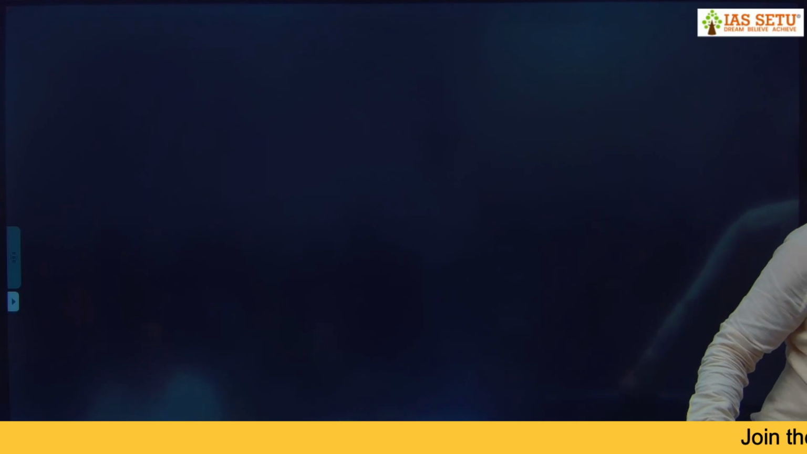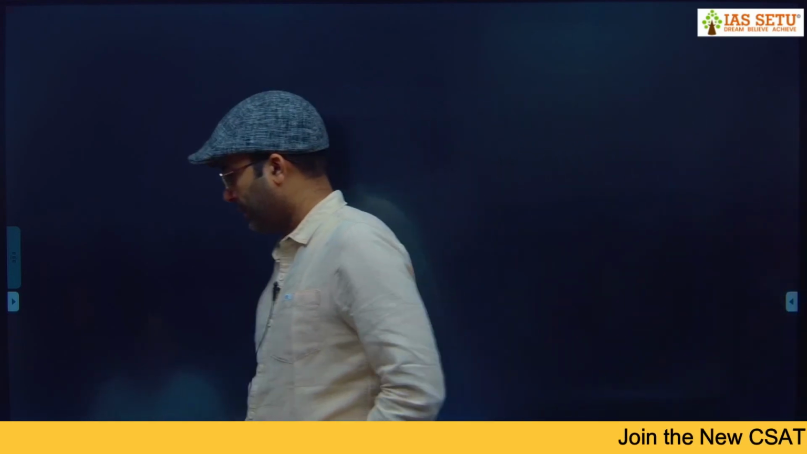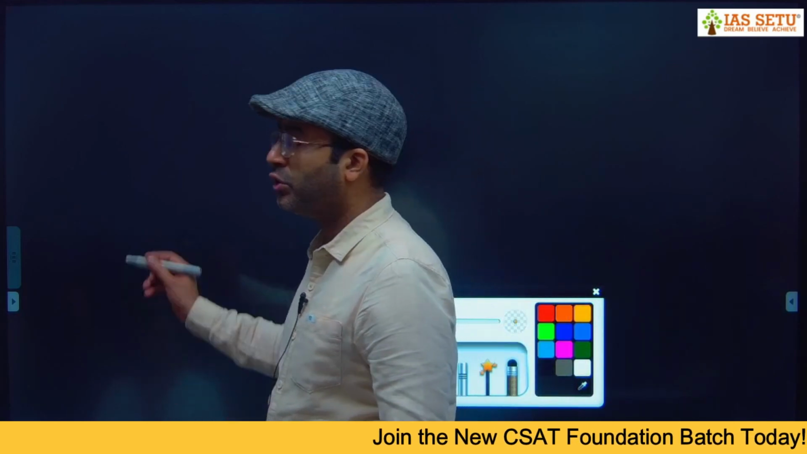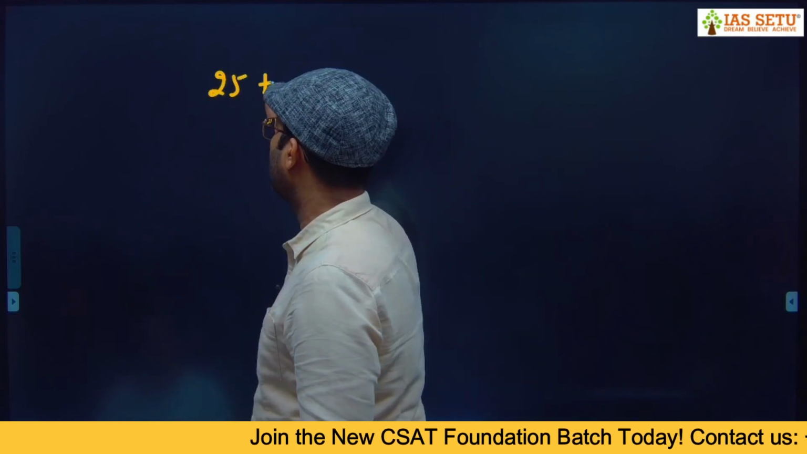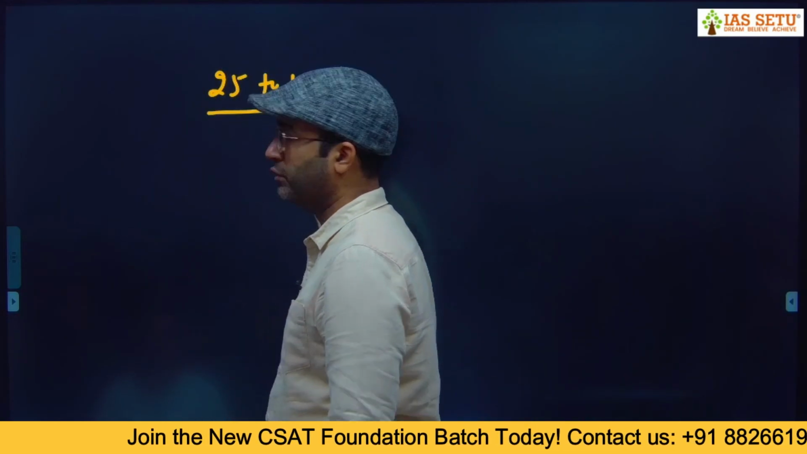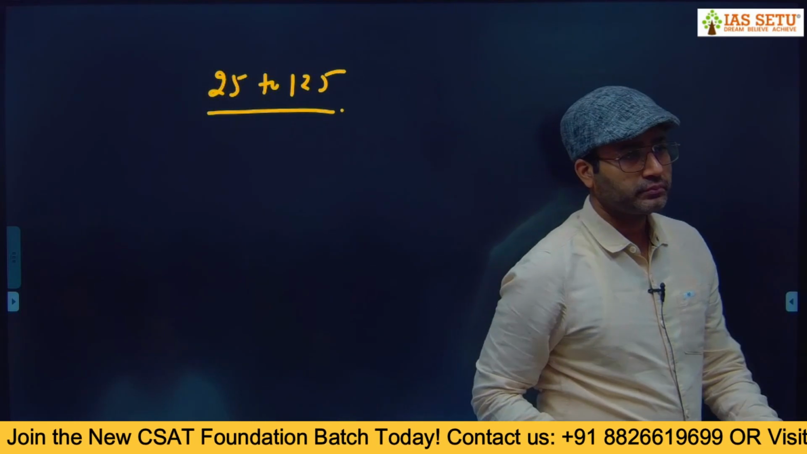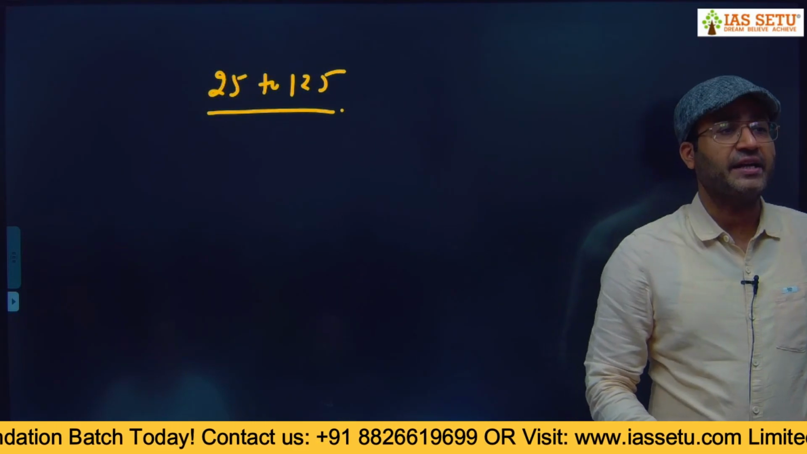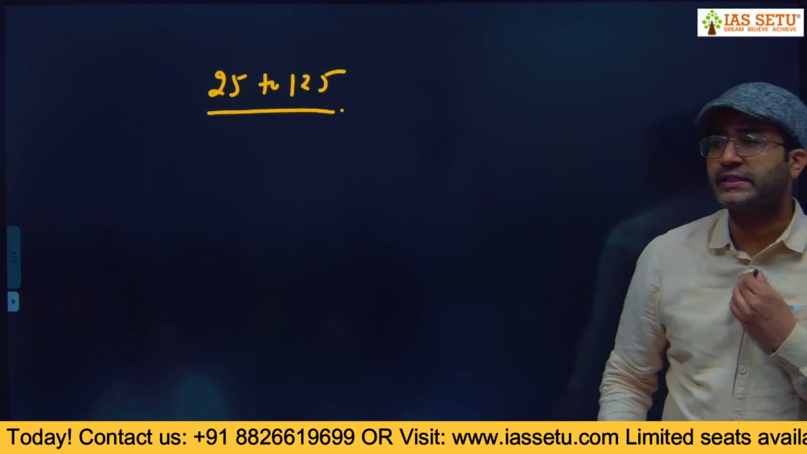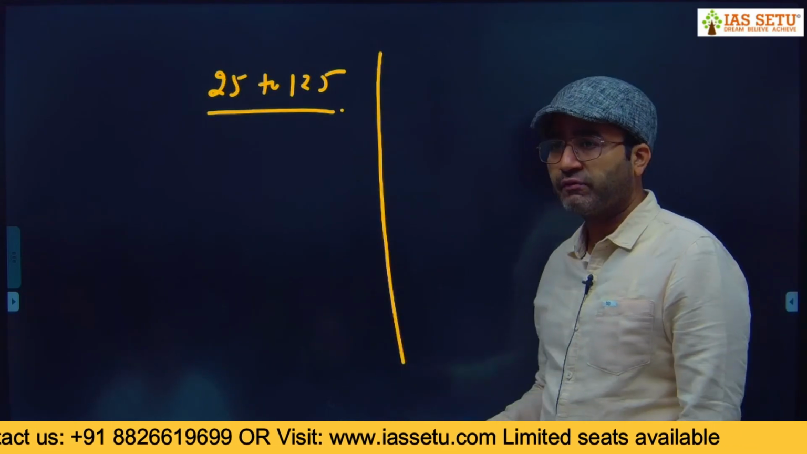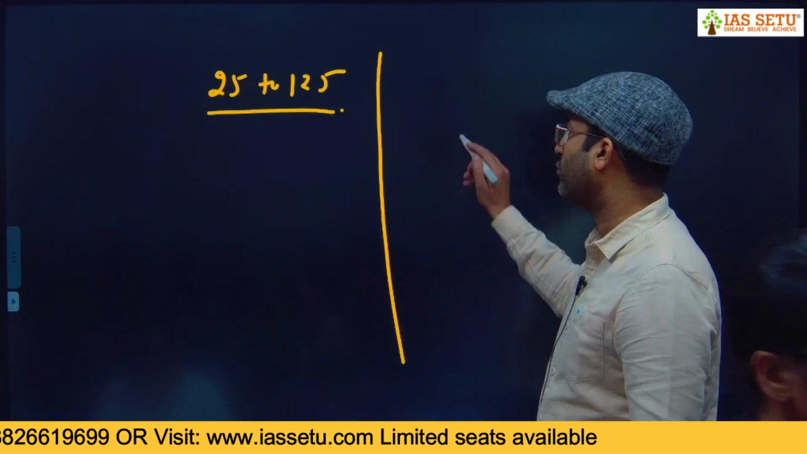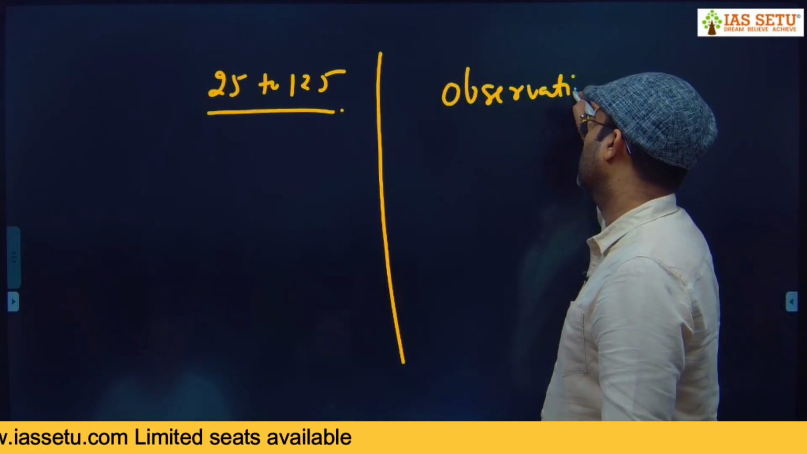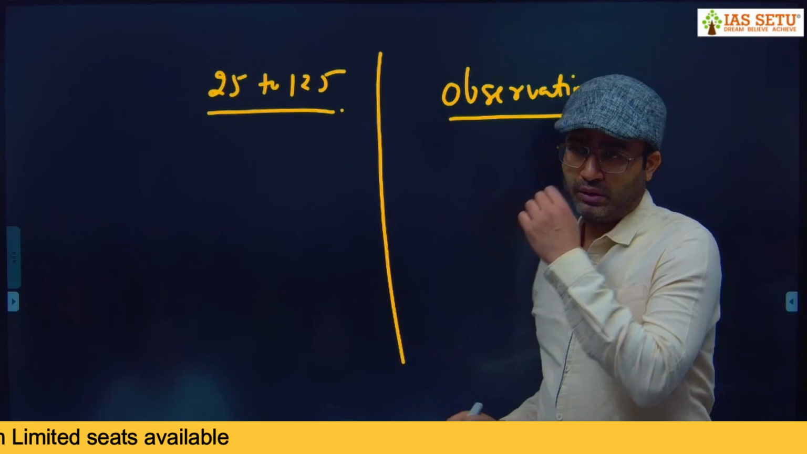So today's lecture we divide in two parts. First, I tell you the short trick for 25 to 125 square value. Okay. But for me, that is not that important because we are preparing for CSAT. So for CSAT, what is more important? The second part of our lecture is observations. That is more important.